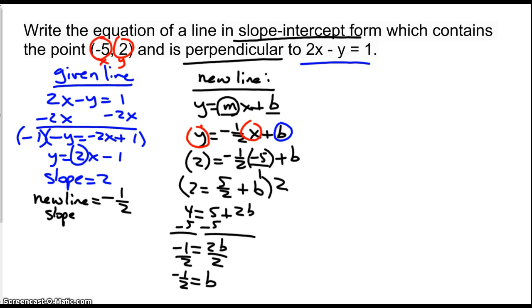So the last step is I go back to this version of the equation where I knew that the m was negative 1/2, but I didn't know what b was yet.